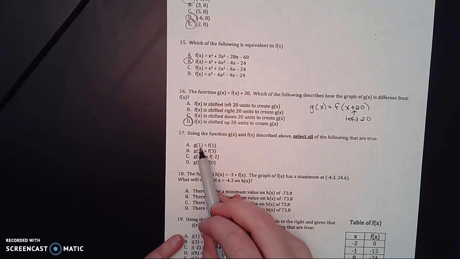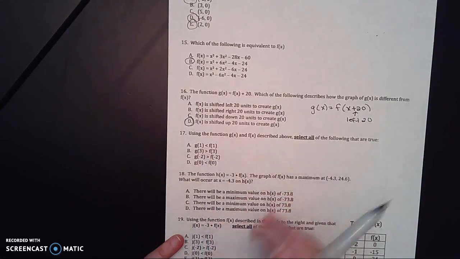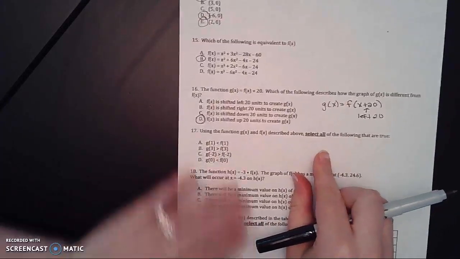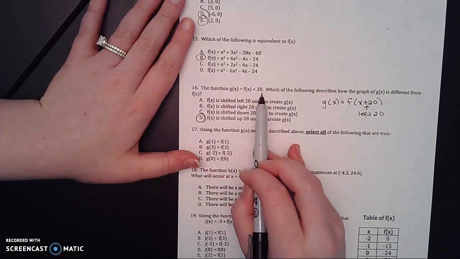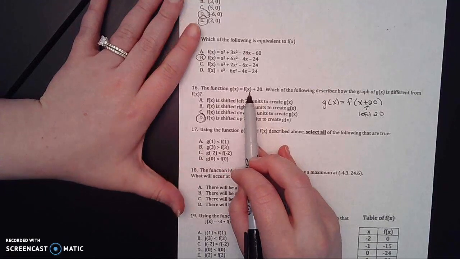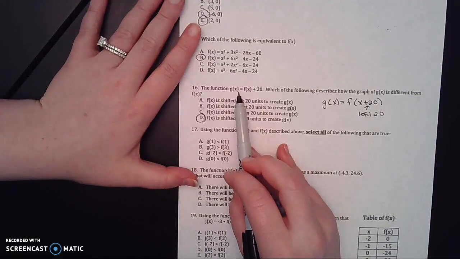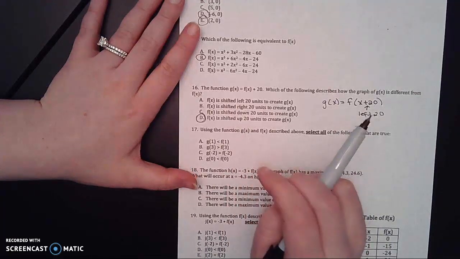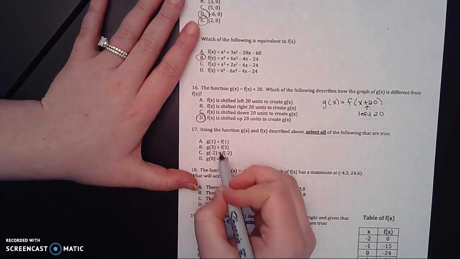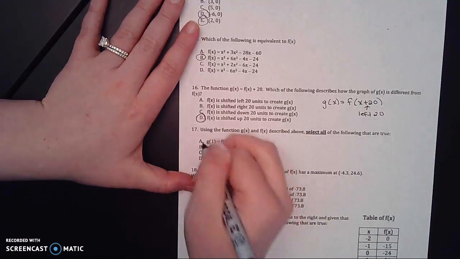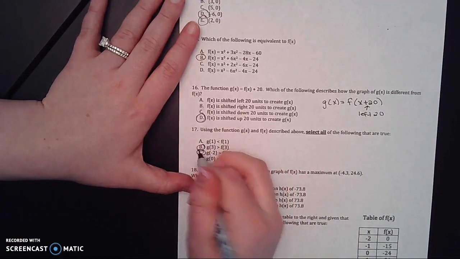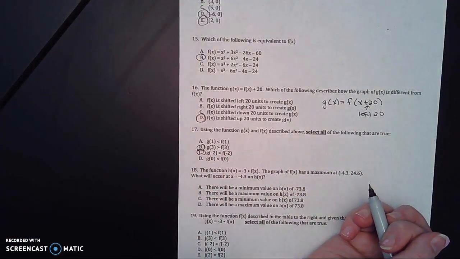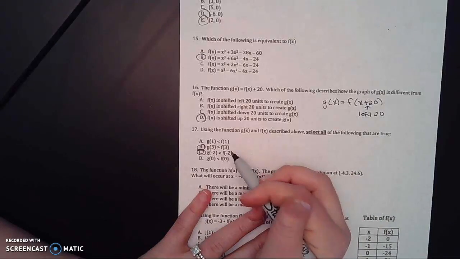So they want to say when we plug in 1 for g of x and 1 for f, which value would be greater? Now let's think about it. If g of x is always going to be 20 more than f of x, we know our g of any number will always be bigger than our f of x. So I look at my answers and I see g of 3 greater than, so I'm looking for the greater than symbol to tell me that g of a number will be greater than f of a number, and this one also means that. If you were confused or you don't really know what it means, let's look at B.